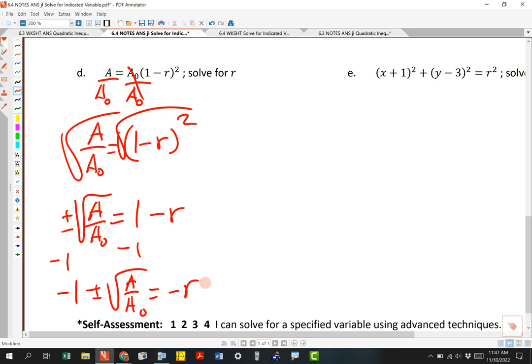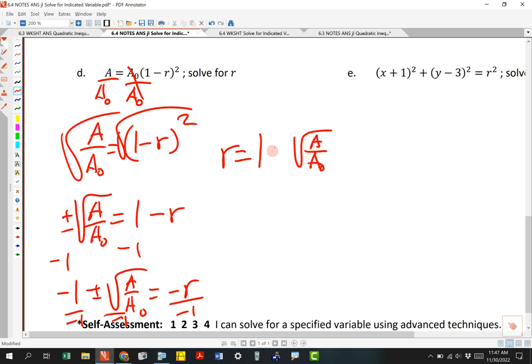What do we do? Divide by a negative. Now, listen very carefully. We're going to divide everything by a negative. So that gives us an R right here. What's negative 1 divided by negative 1? 1. This stuff looks exactly the same as it did before.